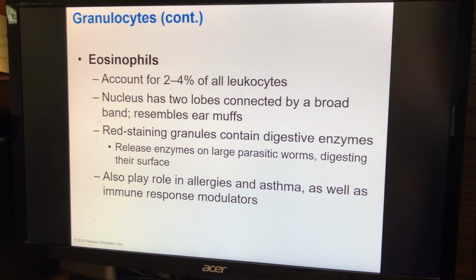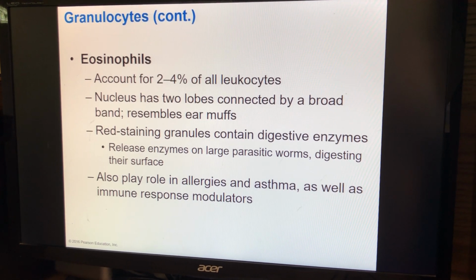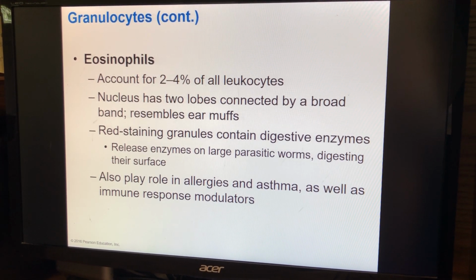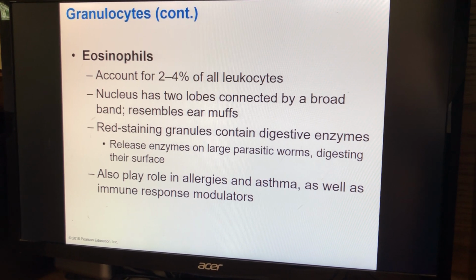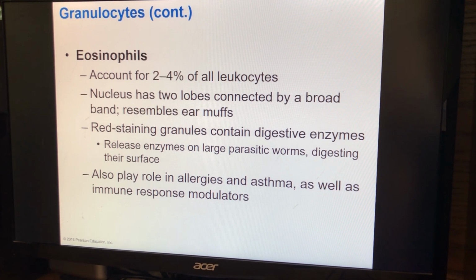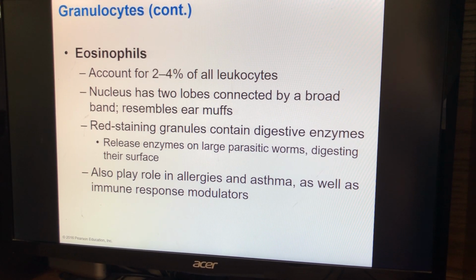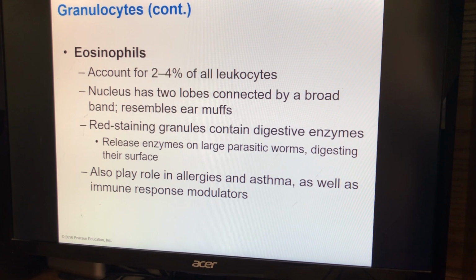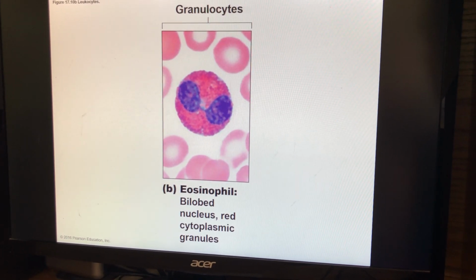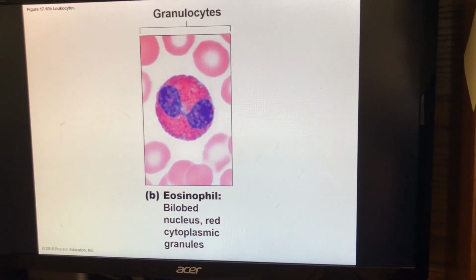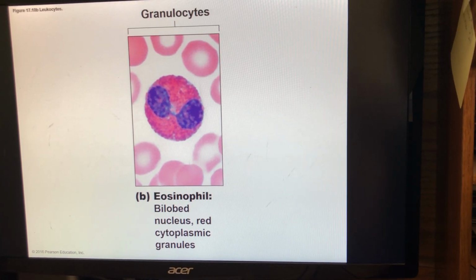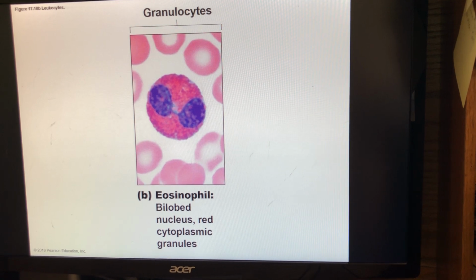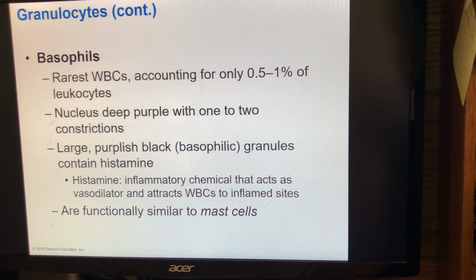Eosinophils are going to be the second one I'll show you. Once again, this particular text shows it as resembling an earmuff, and it's going to have red stained granules that contain digestive enzymes that are going to eat things like parasitic worms. And here's a picture of what it looks like. Bilobed nucleus, and in this case the red cytoplasmic granules look kind of strawberry red, but sometimes they look almost orange red.